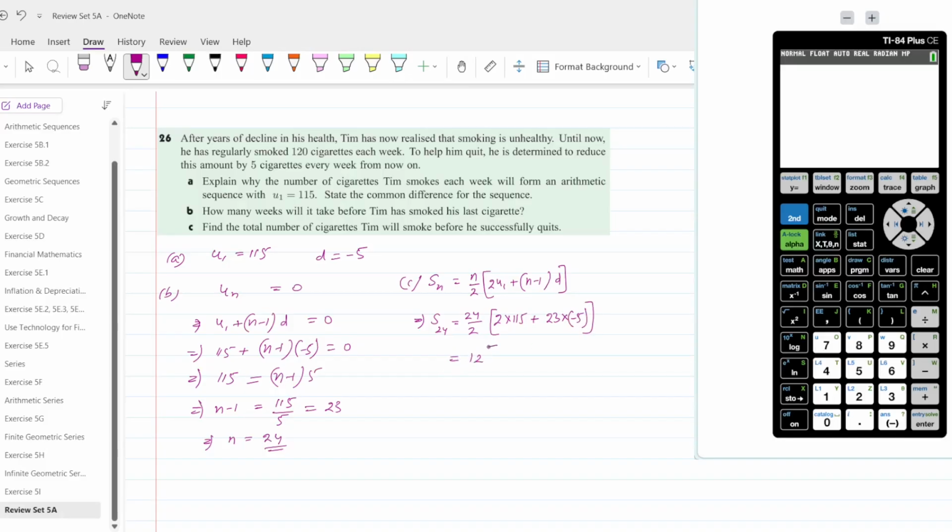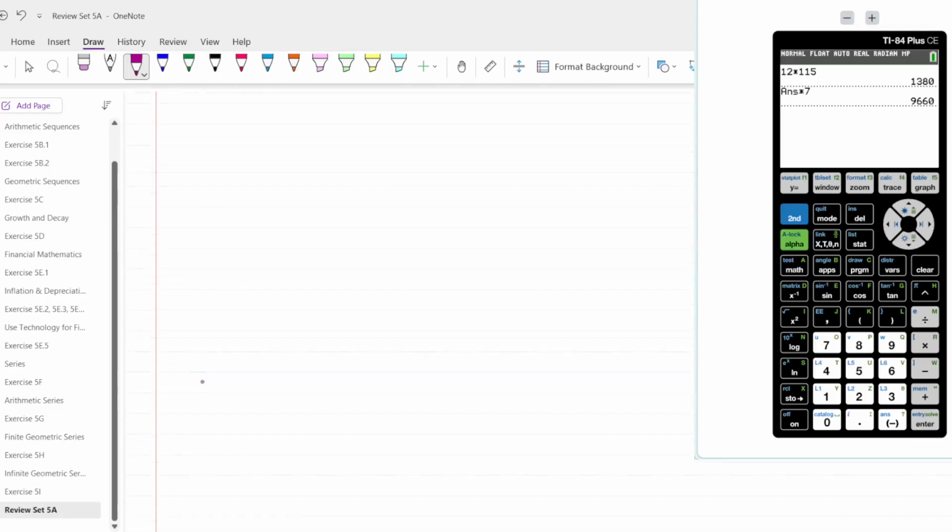So 12 times (230 minus 115). So 12 times 115. This is going to be 1380. And that's the answer. Let's go to the next problem.